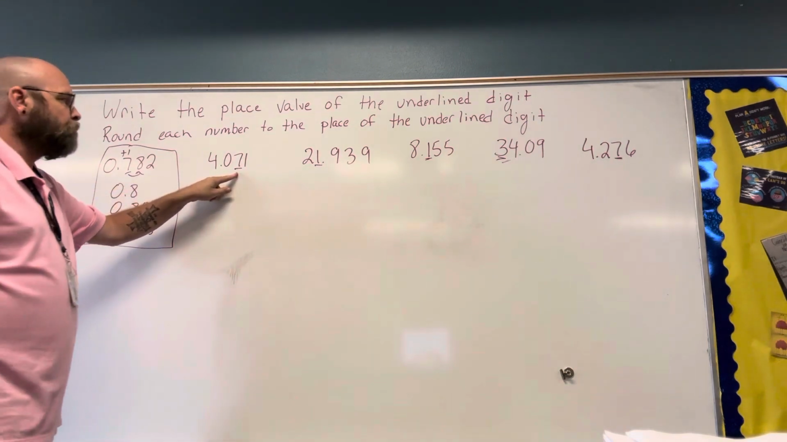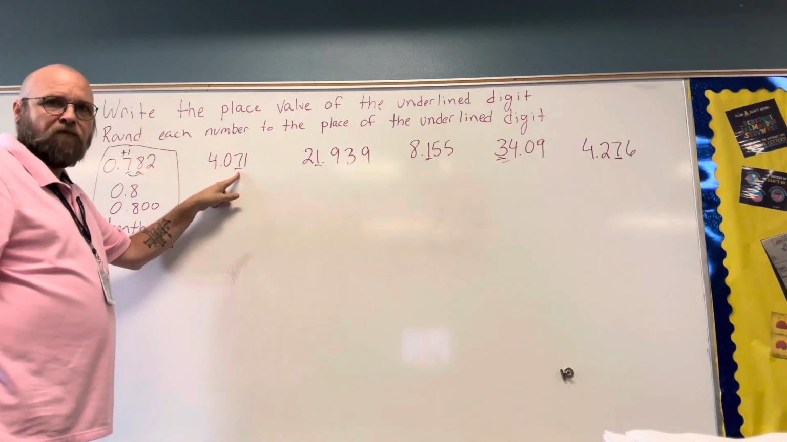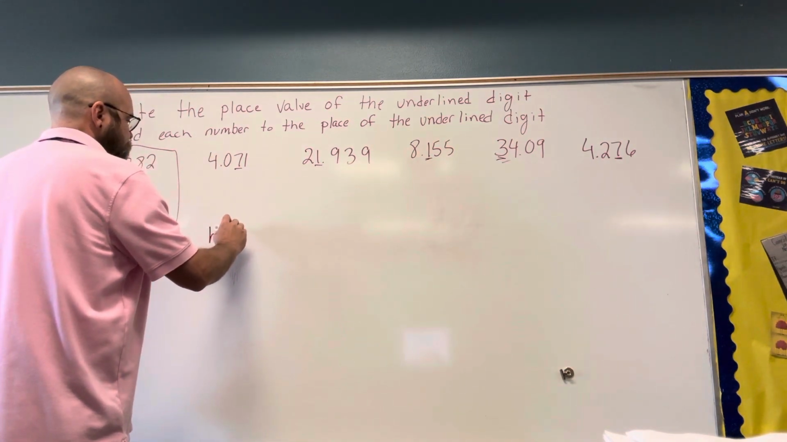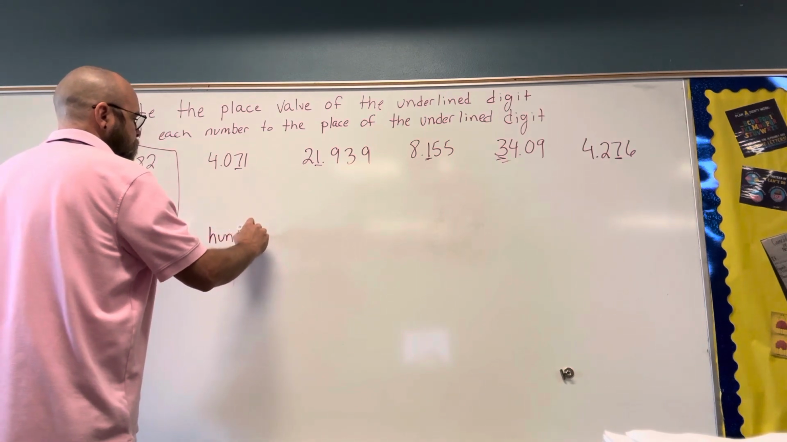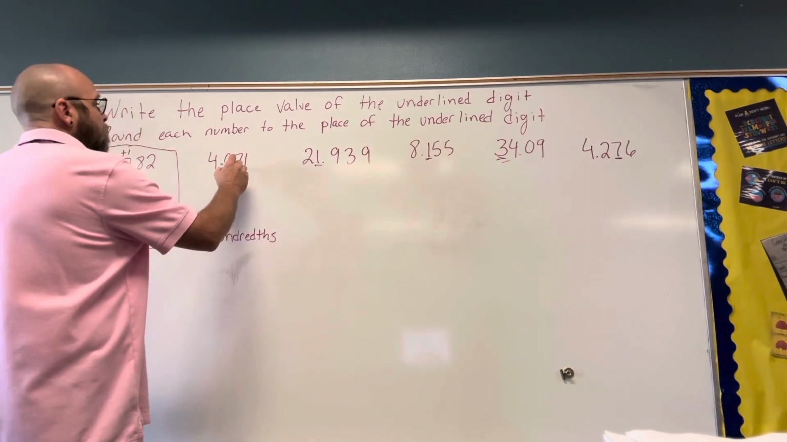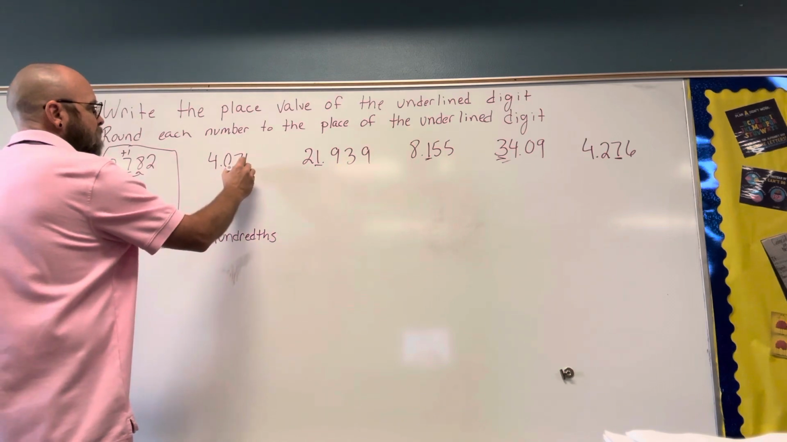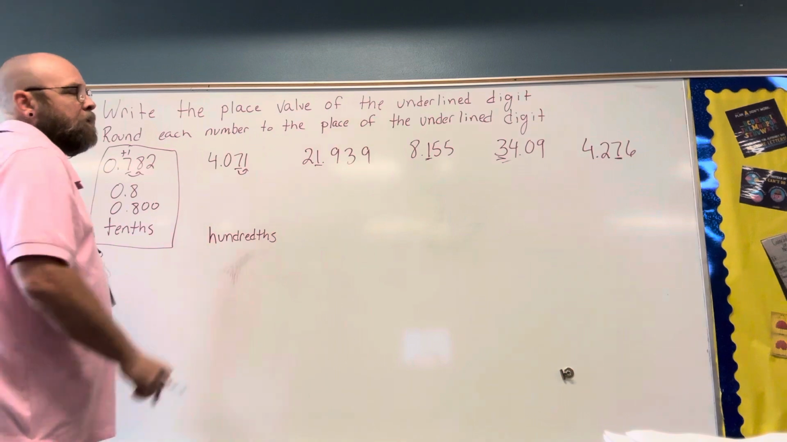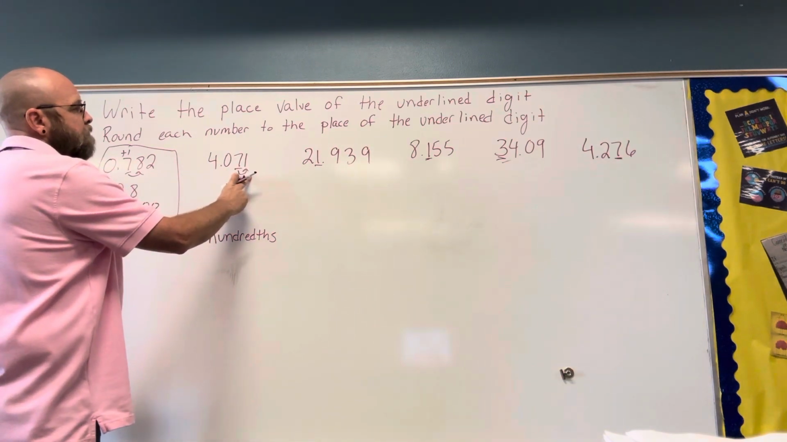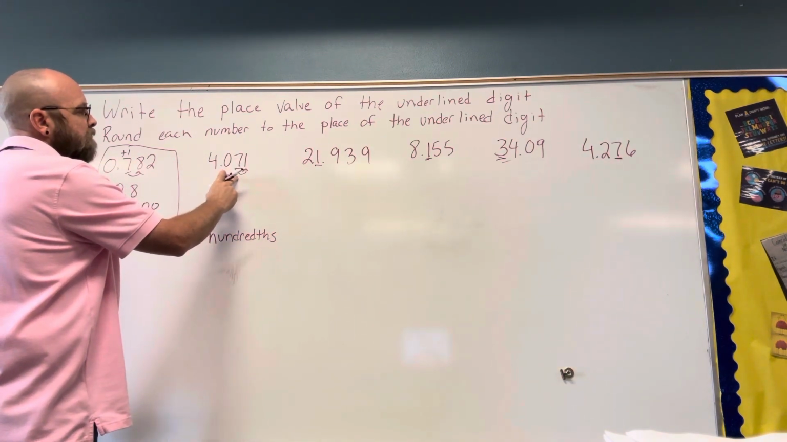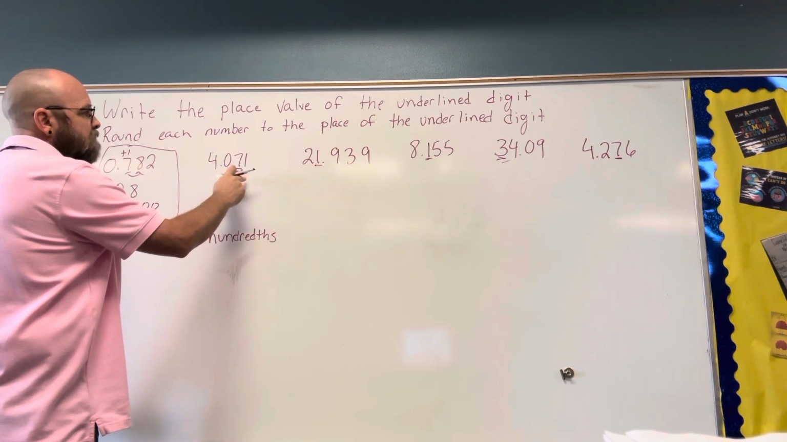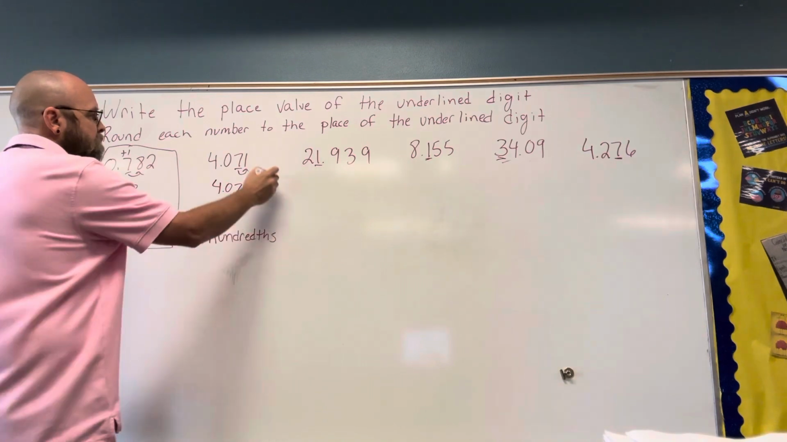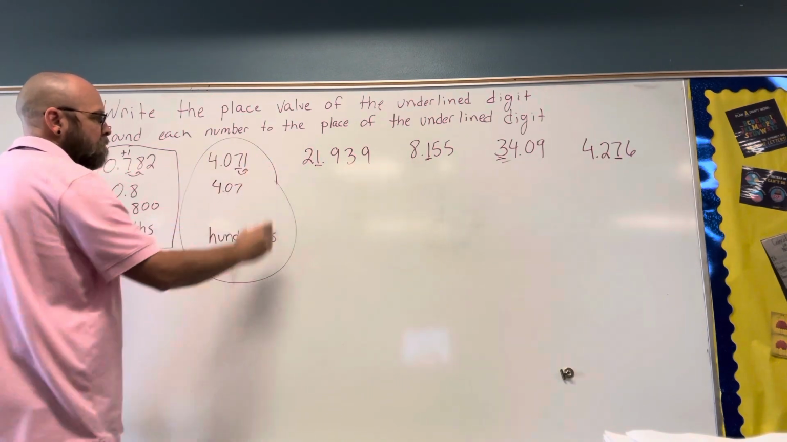The second problem, we have 4 and 71 thousandths. The 7 is in the hundredths place. And to round to the hundredths place, I look behind it. Behind it, I have a 1. If the number in the thousandths place is 5 or greater, I add 1 to my 7. Since it is not, I leave my 7 the same. And so this would be my answer to the second one.